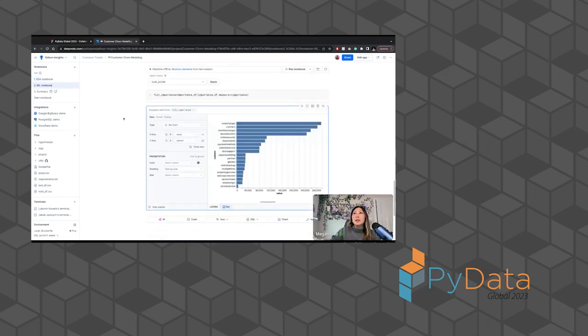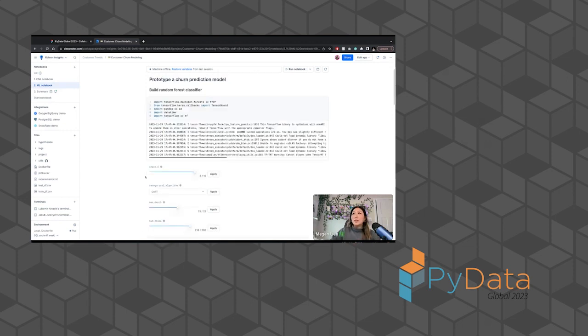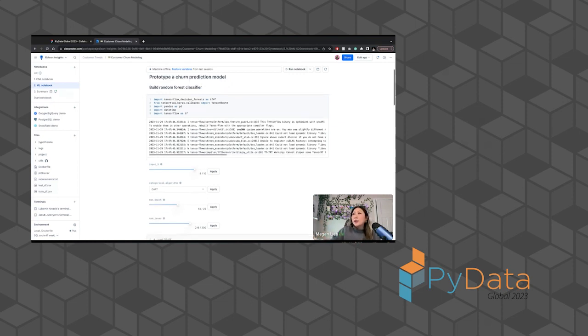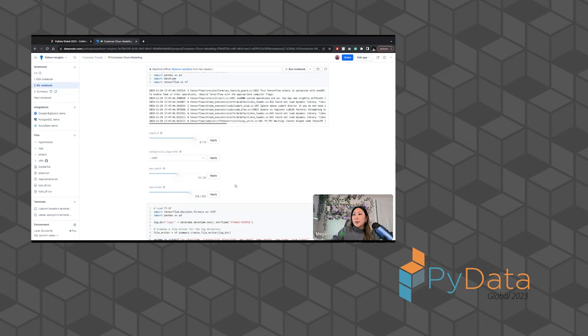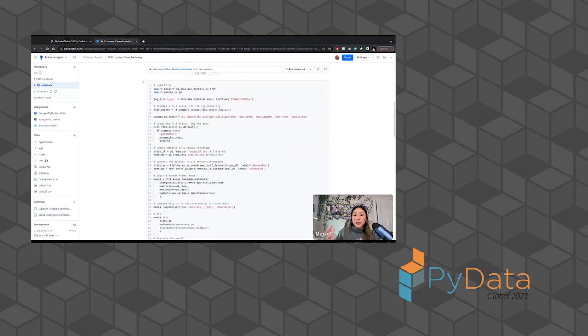And jumping into the actual machine learning step where we're building a random forest classifier, this will be a strictly Python notebook, but you'll also notice that there are different types of blocks, such as these input blocks, where you can adjust these inputs, and those changes will persist throughout this notebook. And that makes it a truly interactive space for both the technical personas and any stakeholders who are coming in here and want to play with the models themselves.